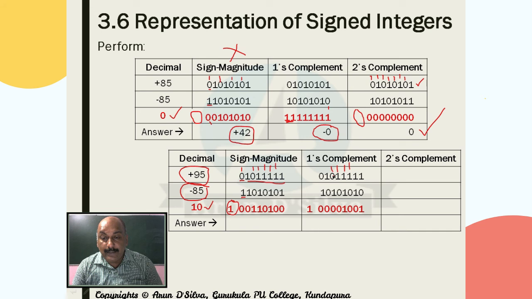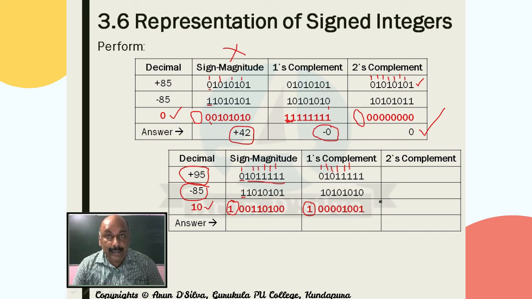Now here 1 plus 0 plus 1 I added, so I got 1 0, and 0 I wrote, 1 I took as a carry. Here also 1 plus 1 plus 0, I got 1 0, 0 I wrote and 1 I took as a carry. Here also 1 plus 0 plus 1, I got 1 0, 0 I wrote, 1 I took as an end carry. Got it? So this is the answer I got here: 0 0 0 0 1 0 0 1 in the 1's complement method.